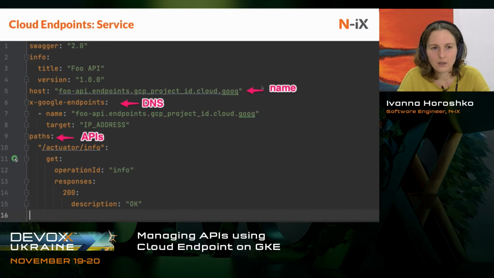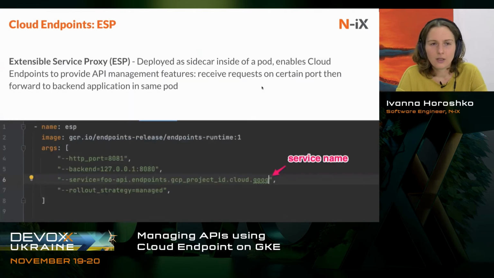Here as well, you can define the security definitions based on Open API standard. I didn't show that in the example here, but you would do it the same way as in Open API. So that's the first part, the Cloud Endpoint Service. The second part is called ESP, Extensible Service Proxy.